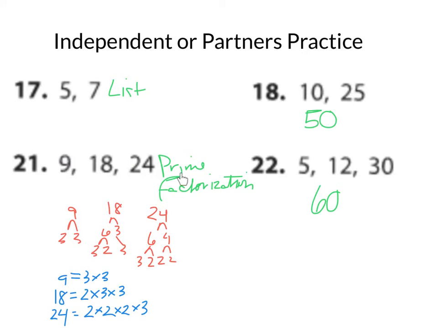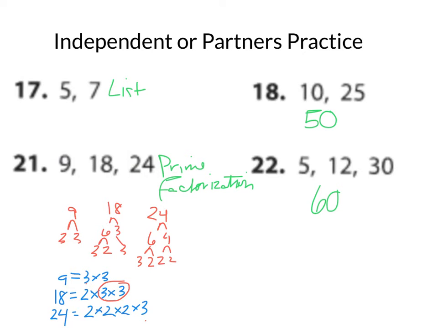So for 21, I went over prime factorization. That's the way I'm doing it for you right here. I made factor trees of 9, 18, and 24. And then I wrote out the prime numbers in a list. And now I'm thinking, how do I get the LCM, the least common multiple, from these? I'm looking, which one has the most 3's? I see 2 3's here, 2 3's, and this has 1 3. So I'm going to circle 2 3's.